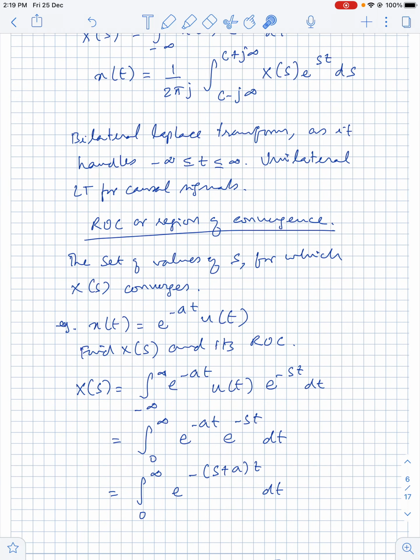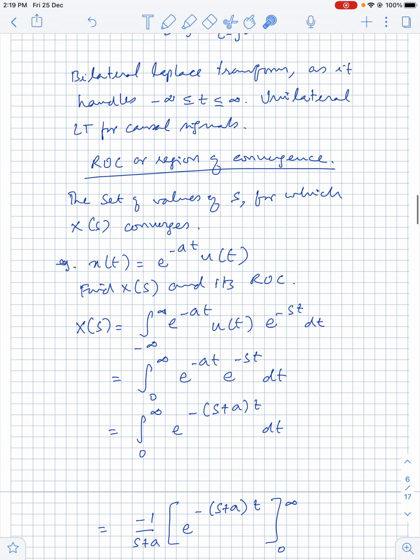So let's see an example. Let's say x of t is equal to e raised to minus at u(t). Since this is a causal signal, we are going to look at the unilateral Laplace transform. Let's find X(s) and its region of convergence. So X(s), we just apply the formula: integral of e raised to minus at u(t) e raised to minus st dt, with the range from minus infinity to plus infinity.